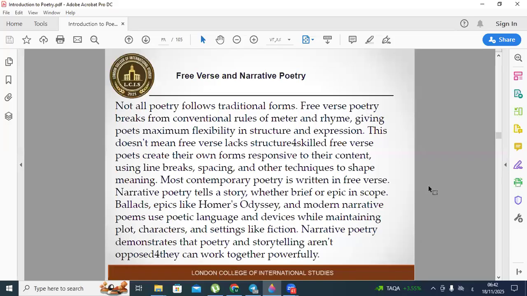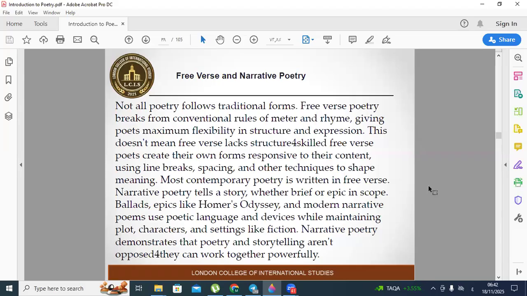Most contemporary poetry is written in free verse, allowing poets to let content dictate form rather than fitting content into predetermined patterns. Walt Whitman pioneered free verse in English with Leaves of Grass, creating long flowing lines that matched his expansive subject matter. Narrative poetry tells a story, whether brief or epic in scope.